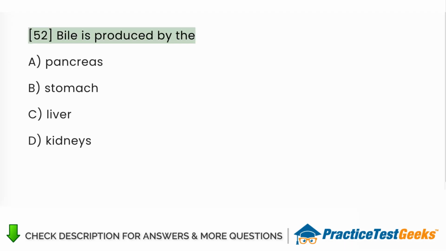Bile is produced by the A. Pancreas. B. Stomach. C. Liver. D. Kidneys.